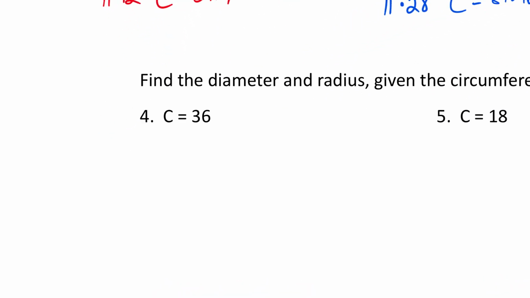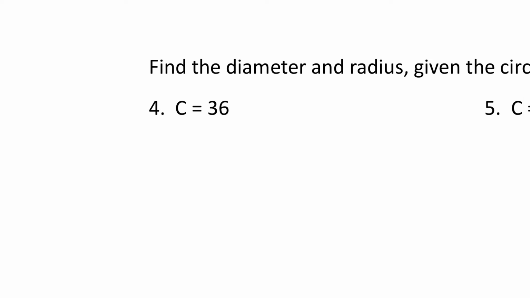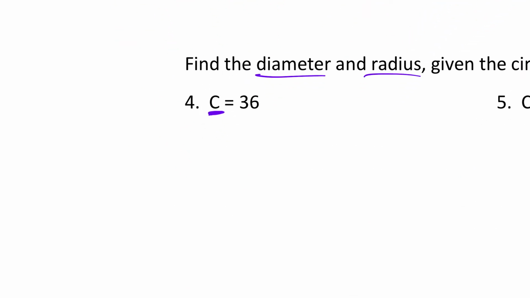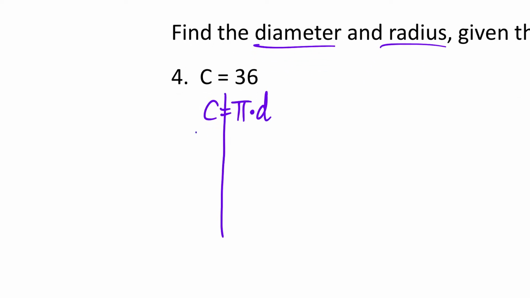So on this one, notice what it's doing. It's doing something different. This time it's telling us what the circumference is, and we're looking for the diameter and radius from there. So we're working backwards of what we did up here. All right, so here's what I'm going to do. The formula for circumference is pi times diameter, right? Now this time I know what the circumference is. I know it's 36, so that equals pi times diameter.